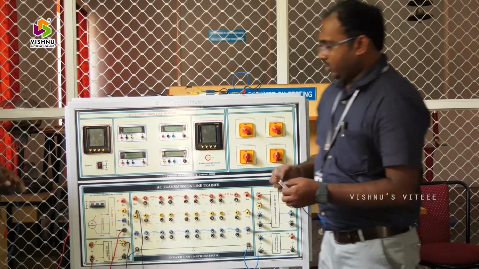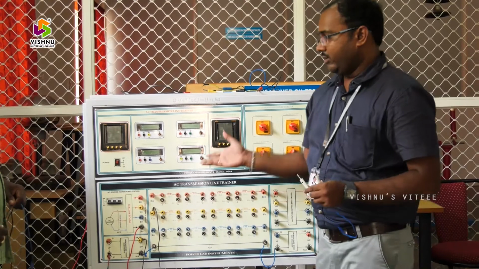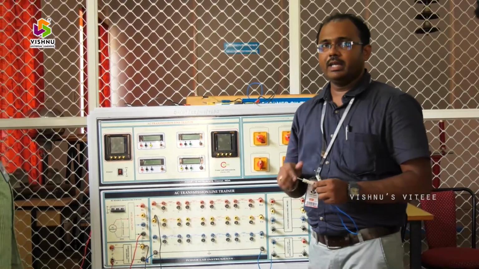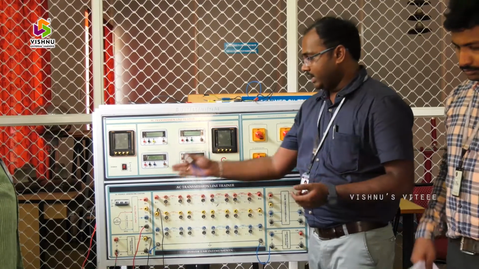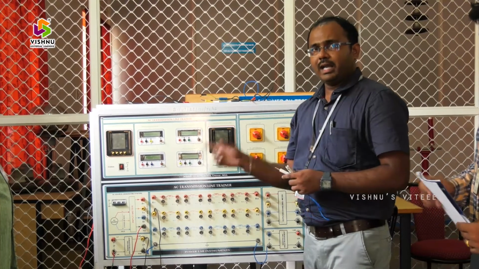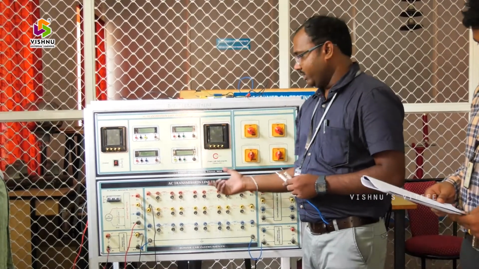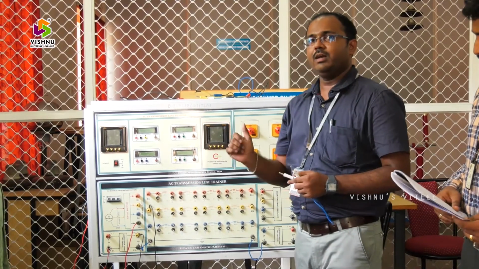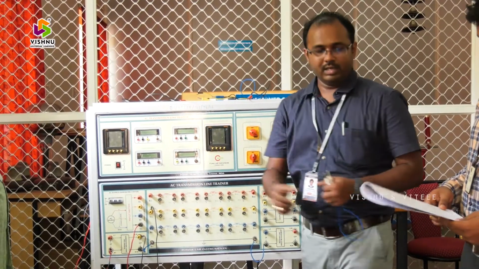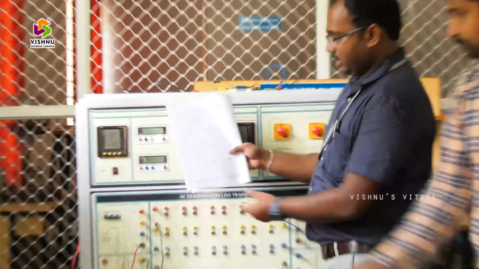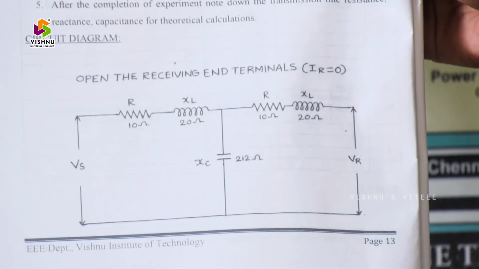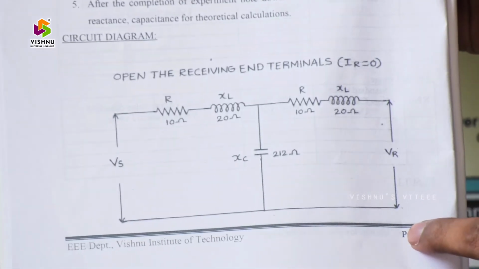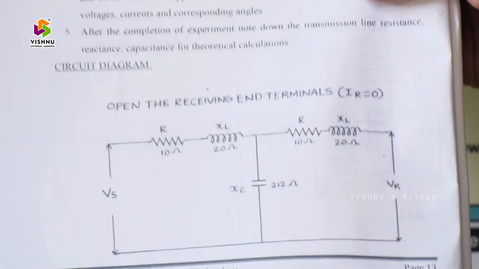Okay. So, as the theory says, our required circuit is nothing but a T network which contains R and L connected in series at the sending end and R and L connected in series at the receiving end, and there is a capacitance in the T network. So, the circuit diagram is this one. This is the circuit diagram we are going to consider in order to measure the ABCD parameters.